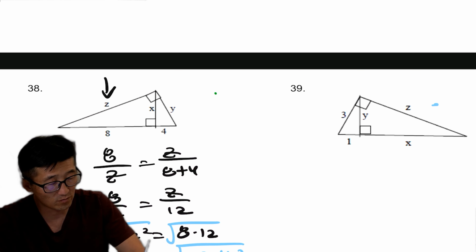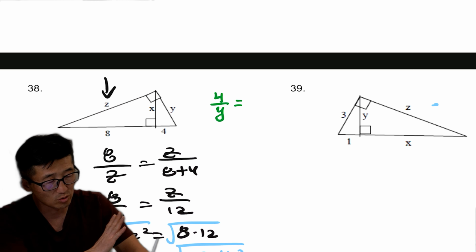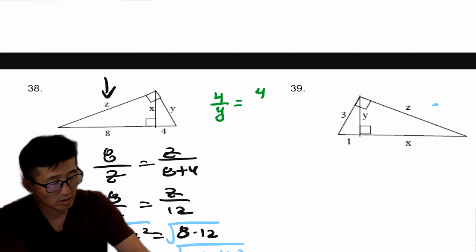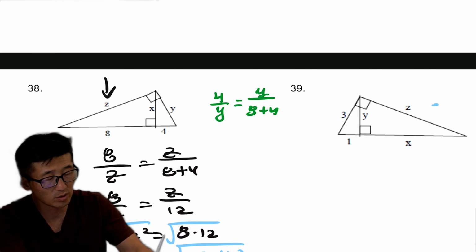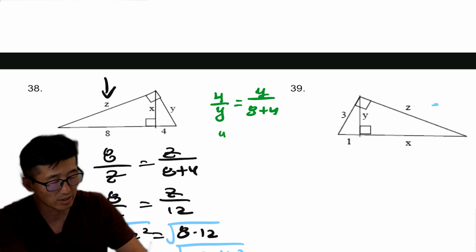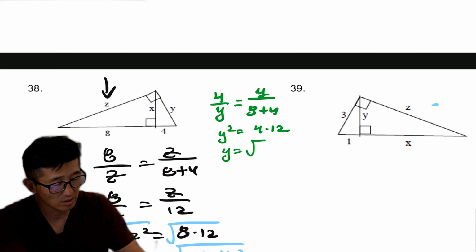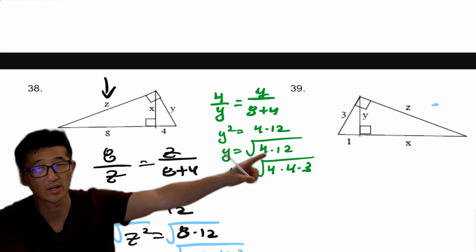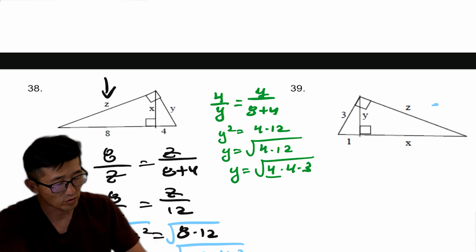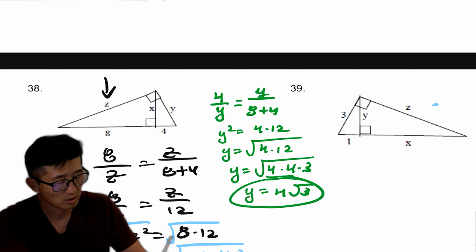So we got 4 over Y equals Y over 8 plus 4, and then you cross multiply, you get Y squared equals 4 times 12. And if you square root both sides, you get the square root of 4 times 12, but you can simplify this as 4 times 4 times 3. All I did was rewrite 12 as 4 and 3. You have two of the exact same numbers, they'll come out. So this will be Y equals 4 radical 3.